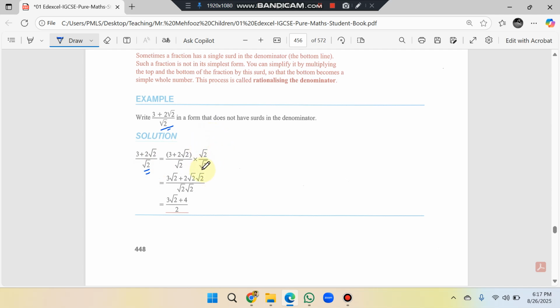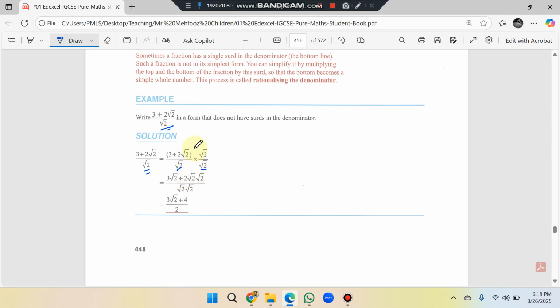Multiply and divide at the same time. So this square root of 2 multiplied by this square root of 2: the denominator is multiplied by the denominator and the numerator by the numerator. So in the denominator, square root of 2 multiplied by square root of 2 is simply 2, and in the numerator, square root of 2 multiplied by 3 plus 2 square root of 2.